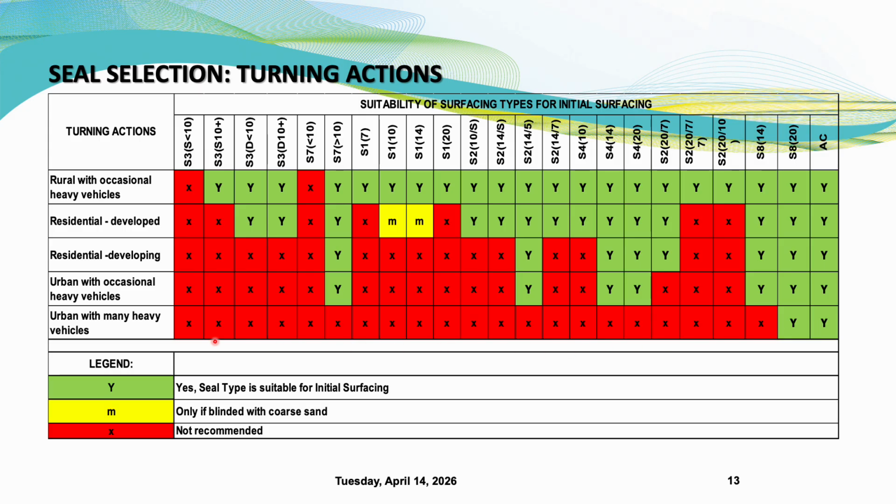So we've got one in-between case. This is M. If you blind with coarse sand in residential areas, you can use the single seal 10 and 14, but you must blind with coarse sand. Otherwise the texture will be too high for these two types of sealing options. So, to summarize, for the suitability of surfacing types for initial surfacing, where you've got occasional heavy vehicles and it's rural, most of the seal types will work well, if constructed well.